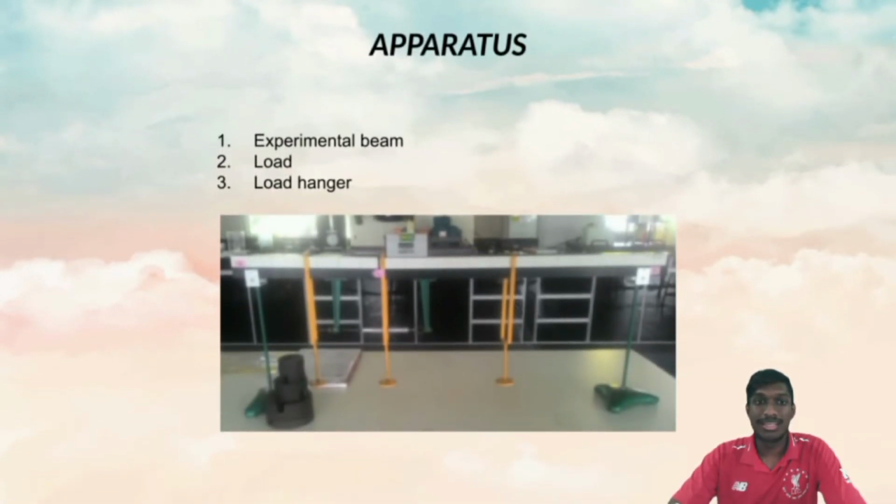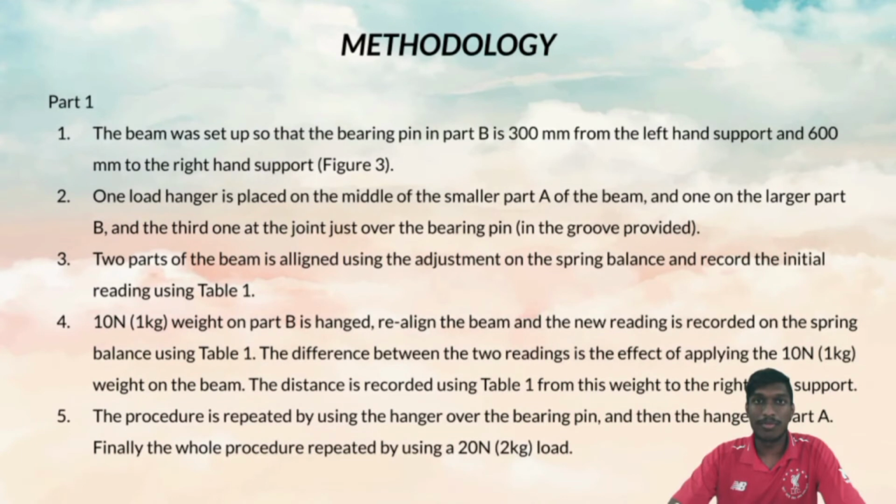For apparatus, there are three, which are the experimental beam, load, and load hanger, which we can see in the figure below. For methodology, there are two parts, part 1 and part 2. For part 1, the beam was set up so that the bearing pin of part B is 300 mm from the left hand support and 600 mm from the right hand support. And then one load hanger is placed on the middle of the smaller part A of the beam and one on the larger part B, and the third one at the joint just over the bearing pin.